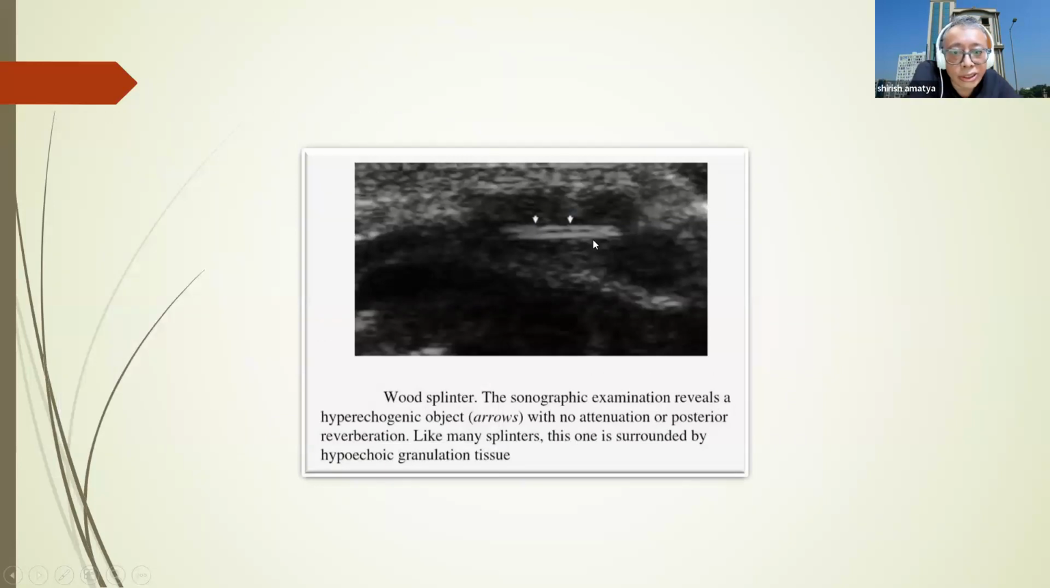So this is an example of a wood foreign body. Here you can see there is no posterior acoustic enhancement or posterior acoustic reverberation. So this is the classical picture of a foreign body, mainly wood or any thorn or any plant-based particulate substance. So this is the classical ultrasound picture if there is wood as a foreign body. You can also see the granuloma surrounding the foreign body as a hypoechoic structure around it.